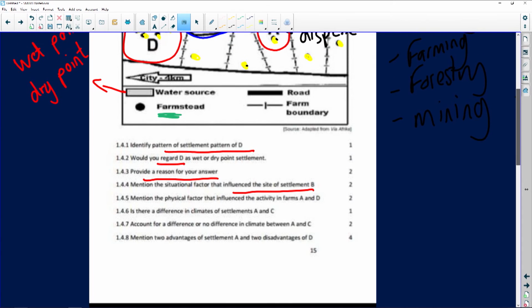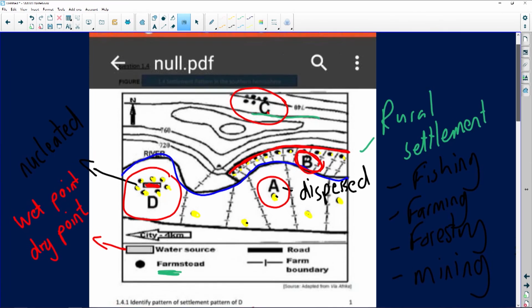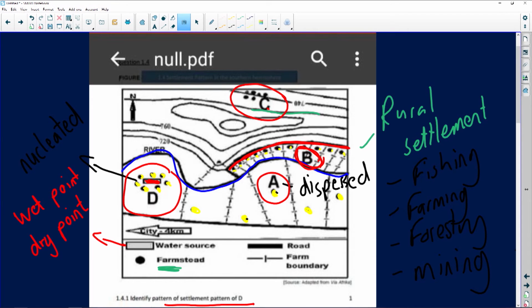If we quickly have a look at our next question, is there a difference in climates of settlement A and C? I absolutely love this question because what we basically do is have a look at local climate, and when we learn about local climate, we looked at valley climates. Now immediately I want you to go back to our diagram. What do we know? C is situated on a very steep gradient.